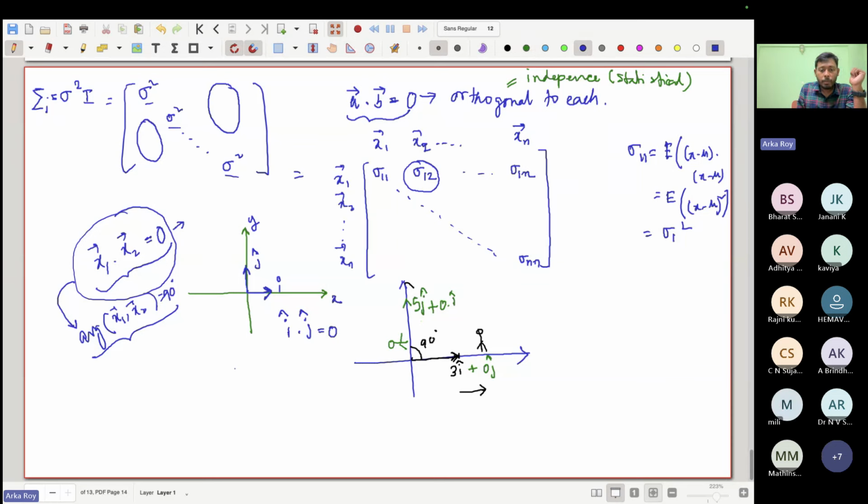Now let me give you another sort of axis distribution. Let's say you have an axis like this, and the second axis is looking like this. Now they are not orthogonal to each other. The axes are not orthogonal to each other. Let's say this is i cap, and this is m cap. The unit vector along this particular direction is i cap. The unit vector along this particular axis is m cap.